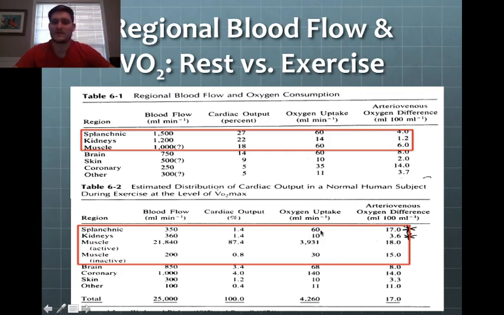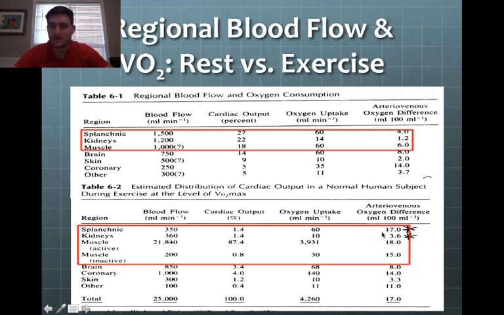And so we know based off that formula, VO2 equals cardiac output times AVO2 difference, well then of course you're going to need to get a significant increase in that AVO2 difference, in that oxygen extraction. So that's exactly what happens, and that's what allows the cells of the splanchnic circulation and the kidneys to have less blood flow overall, but still keep that same VO2 during exercise, even though they're getting significantly less oxygen delivered.